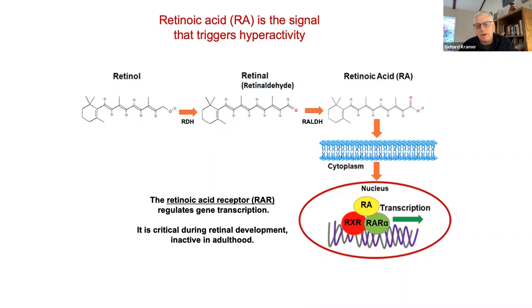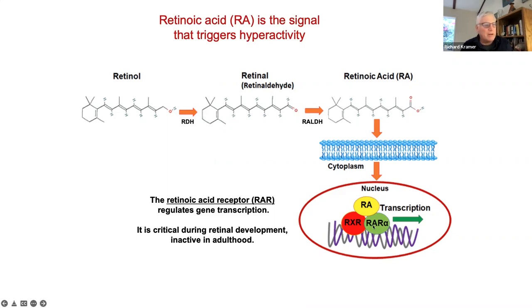It exists in gradients in the developing embryos. It sets up patterning of limb embryogenesis. So it's a really critical morphogen early on. But then the system is largely, in most parts of the body, including the CNS, retinoic acid and its effectors are downregulated in adulthood. And the way this retinoic acid works is by binding to a retinoic acid receptor.